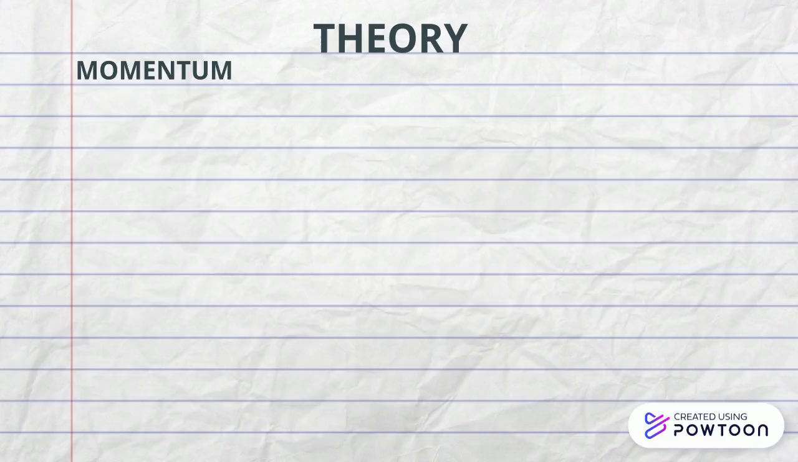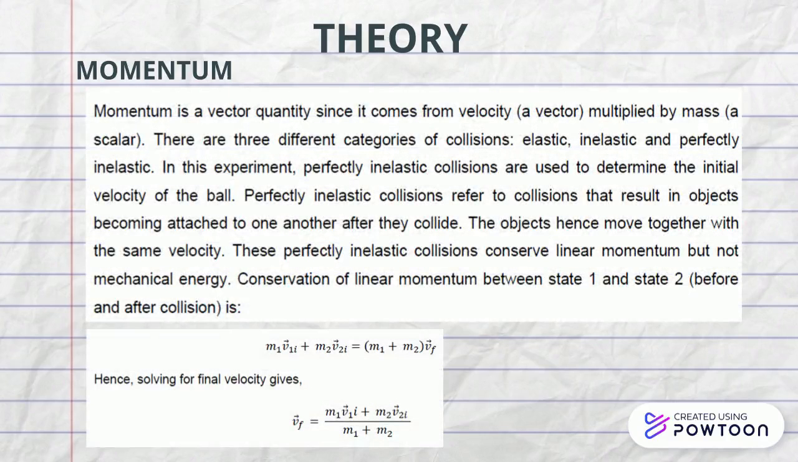Momentum is a vector quantity since it comes from velocity multiplied by mass. There are three different categories of collisions: elastic, inelastic and perfectly inelastic. In this experiment, perfectly inelastic collisions are used to determine the initial velocity of the ball.